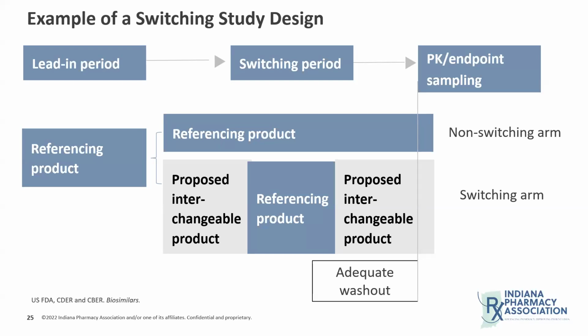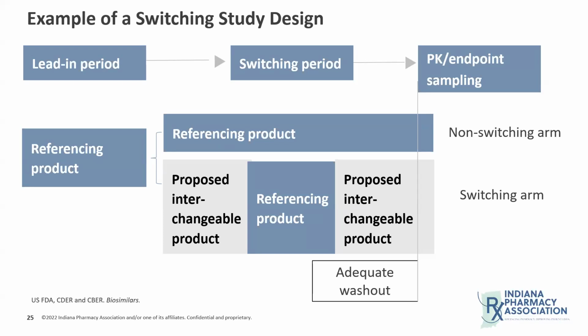So during the study, there's a switching arm and a non-switching arm, somewhat similar to a control, where the study needs to assess if the endpoints they're measuring are consistent between, like I said before, using the reference and using the interchangeable. There's a washout period right before sampling, which is necessary, especially if there is variability in the half-life between the reference and interchangeable products. We see washout periods with other types of clinical studies as well.